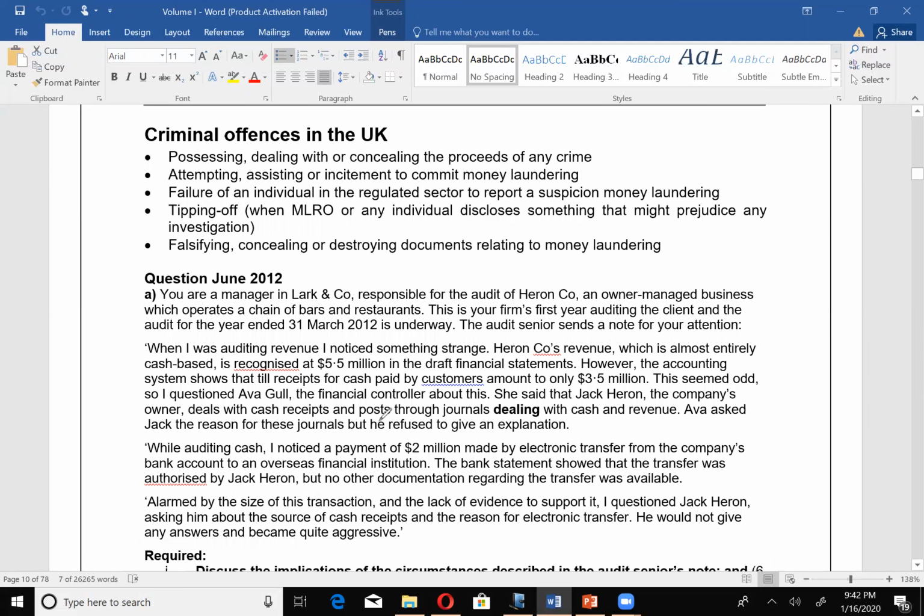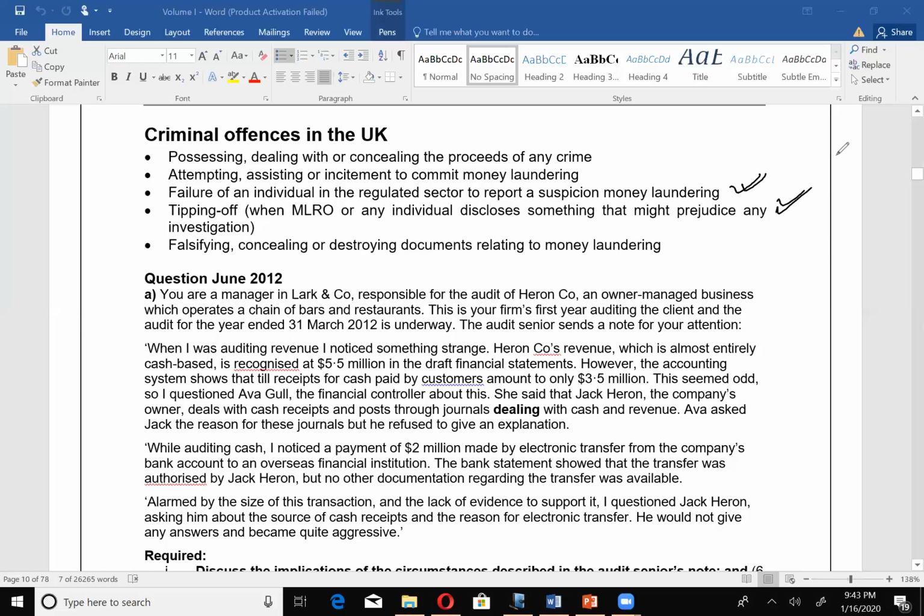Now coming to the past paper question: criminal offenses in the UK. What are the offenses? A person who is involved in any way in money laundering, as I told you: possess, deal, conceal, attempt, assist even, or incite anyone, convincing others to do money laundering. Now, these two are for the auditor.